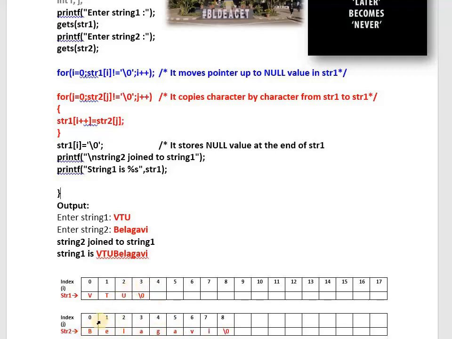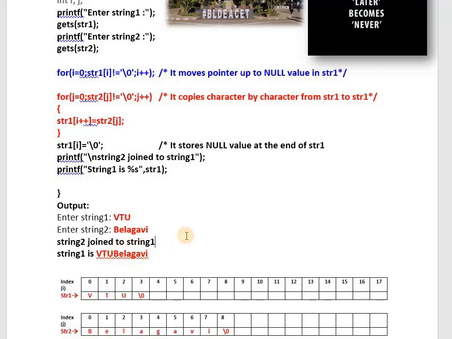That means B should come in the place of null, E should come in the fourth element, L should come here, then A, G, A, V, I. Take this entire string from str2 to str1, print str1. See the output, VTU Belgavi. This program you need to write now. It is a very simple program.